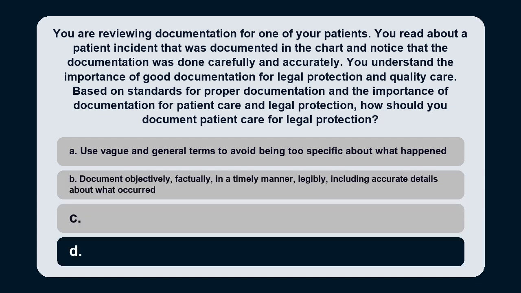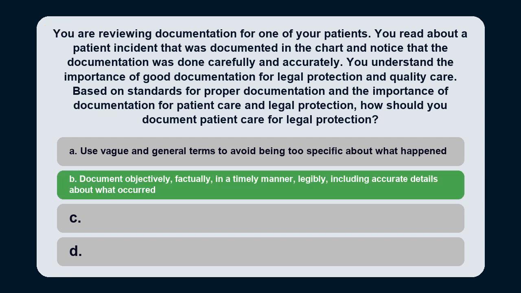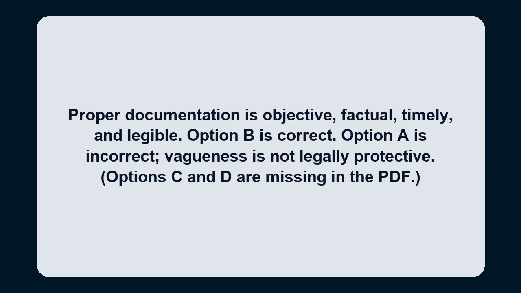Option C. Option D. The answer is B. Proper documentation is objective, factual, timely, and legible. Option B is correct. Option A is incorrect. Vagueness is not legally protective. Options C and D are missing in the PDF.